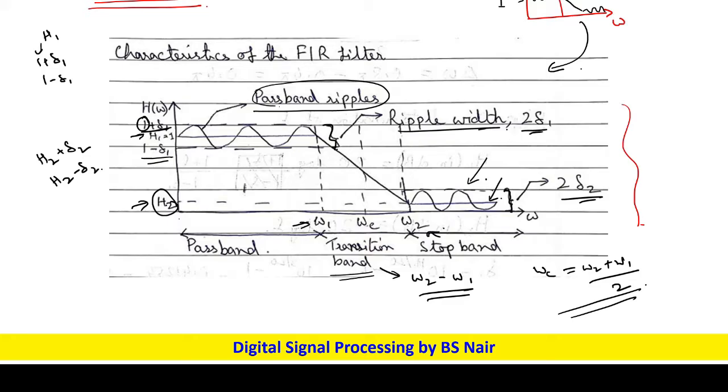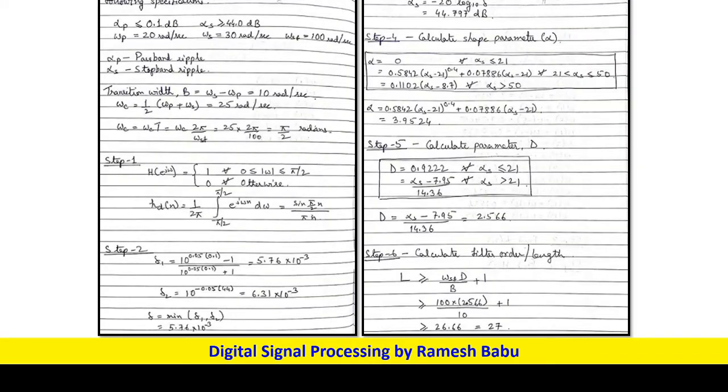Okay. So these are the characteristics of a filter which we would be requiring while designing any kind of filter using the Kaiser window function. Okay. So let us take an example.